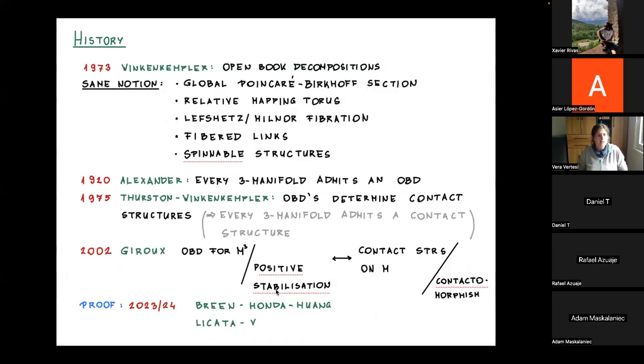Later, and that's somehow from where we count the modernism of contact topology, is when Giroux claimed in his ICM paper that open book decompositions up to positive stabilizations are the same things as contact structures up to contactomorphisms. I'm going to talk a bit more about that. What is positive stabilization? What is a contact structure?